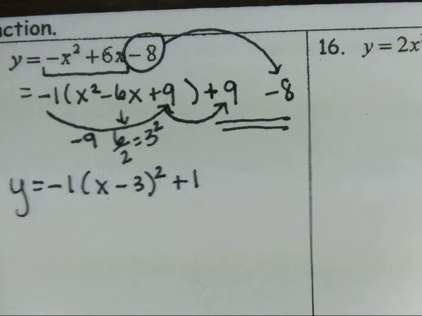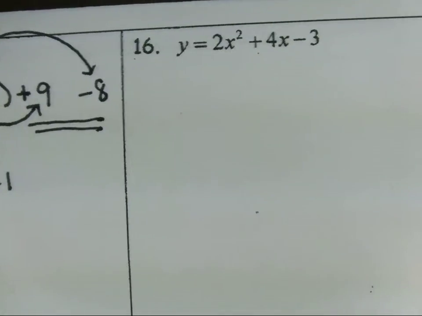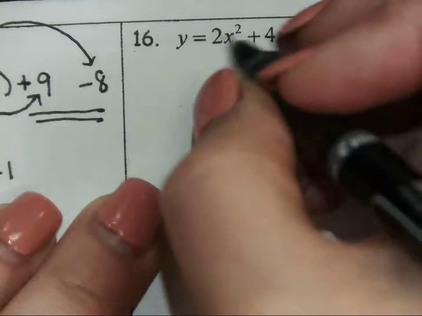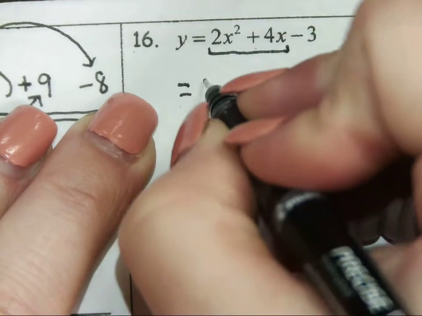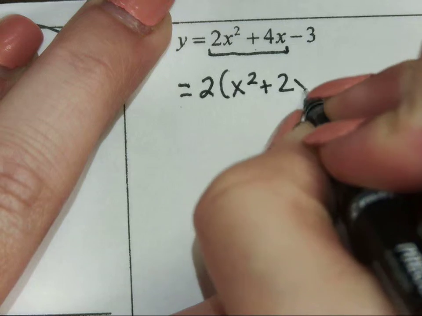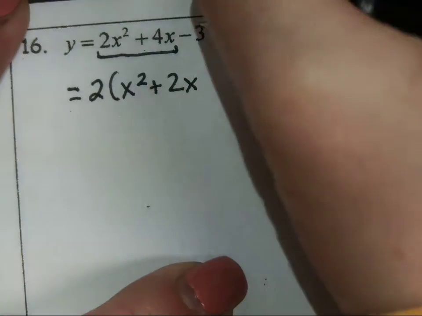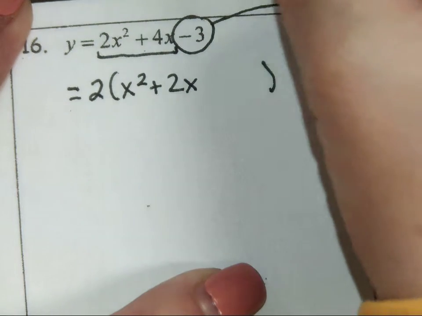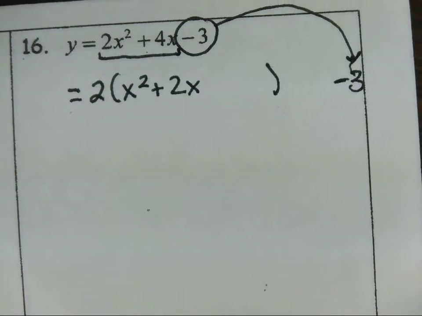All right, so let's do the same thing for number 16. Same thing. Focus just on those two, and factor out the 2. Same thing, give yourself some space, and take this entire term the way it is and just shift it off to the side. You'll use it later.